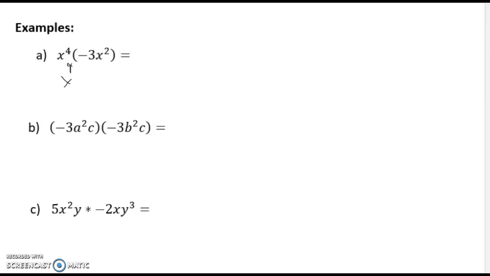So if we look here, there's nothing in front of the x, so it's just a 1. And over here in front of the x, we have a -3. So the first thing is -3 times 1 gives us -3. And now we're going to multiply the variables. So we know that we have the base x. Okay, so we'll put our base x. And then we have 4, and because we're multiplying, it's 4 plus 2.